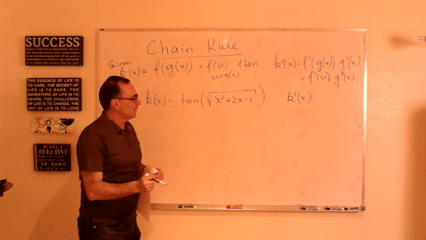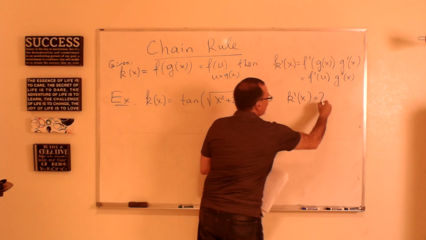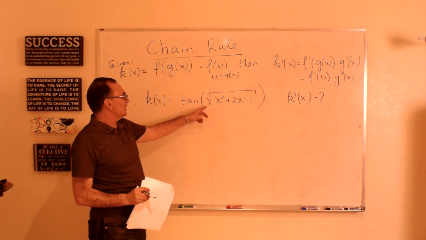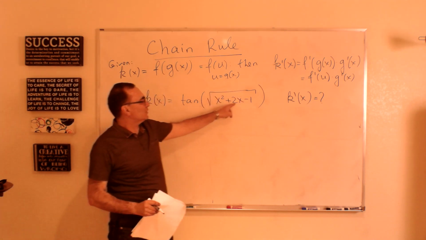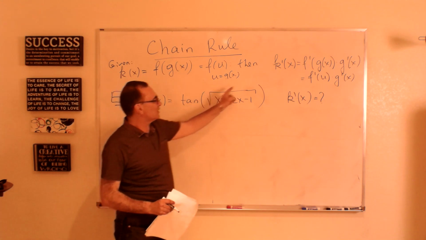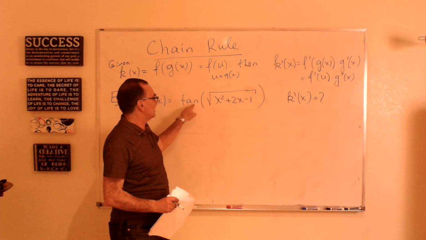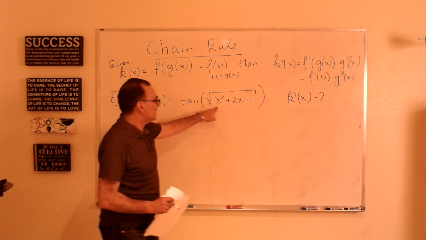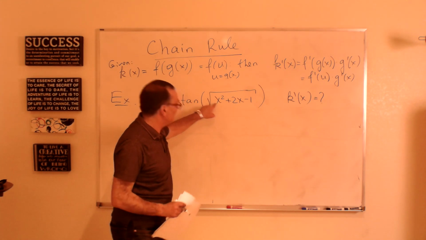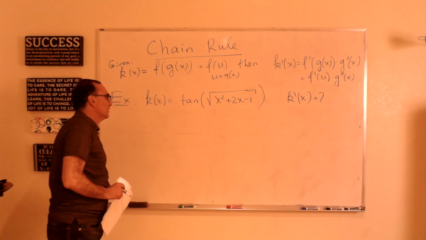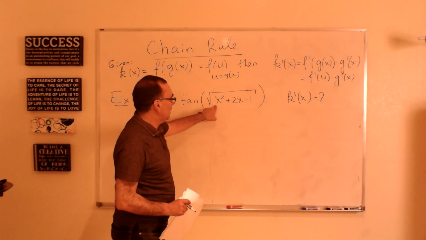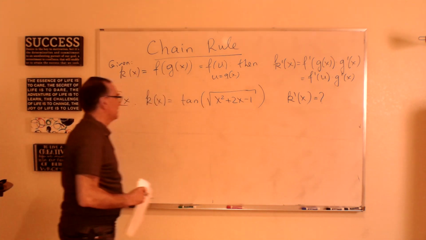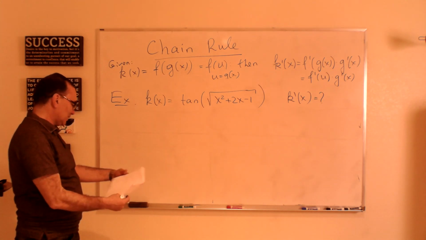Actually, here we have a very interesting situation. We have the very interior part, x squared plus 2x minus 1, which sits inside square root, and that square root sits inside tangent. So something inside something else, which in turn also sits inside something else. And that means that we actually have two chain rules, one chain rule inside another chain rule. So let's calculate the derivative.